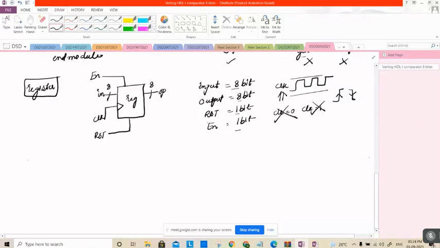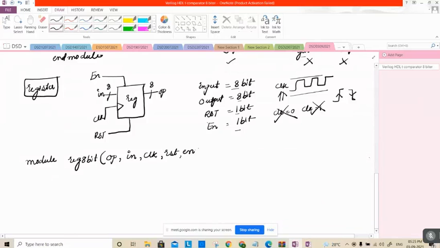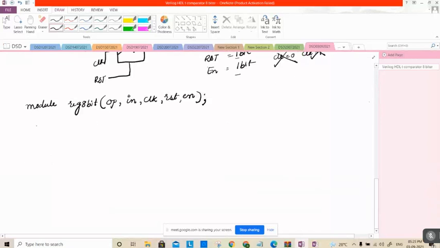Now the code for this is: module register 8-bit, outputs and inputs. Outputs are OP, inputs are IN, comma, clock signal, reset signal, enable signal. Any other inputs and outputs that are left here? You know this? No, sir. Right. Declare inputs and outputs.